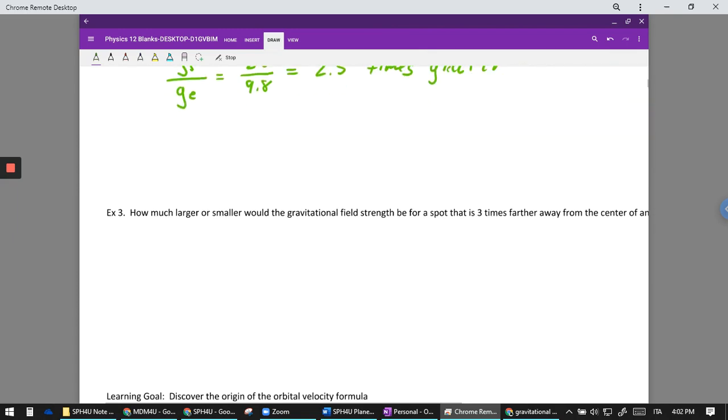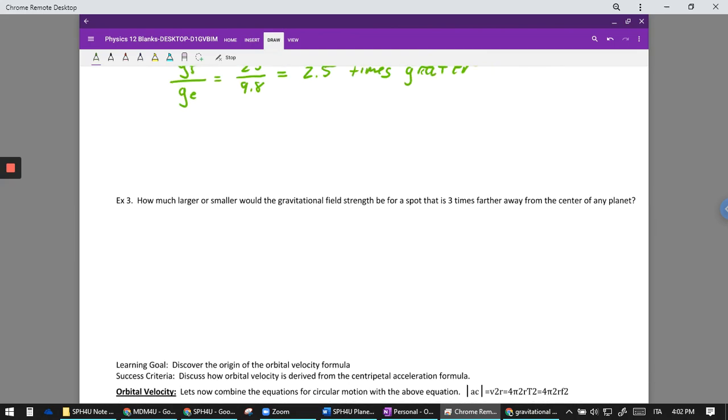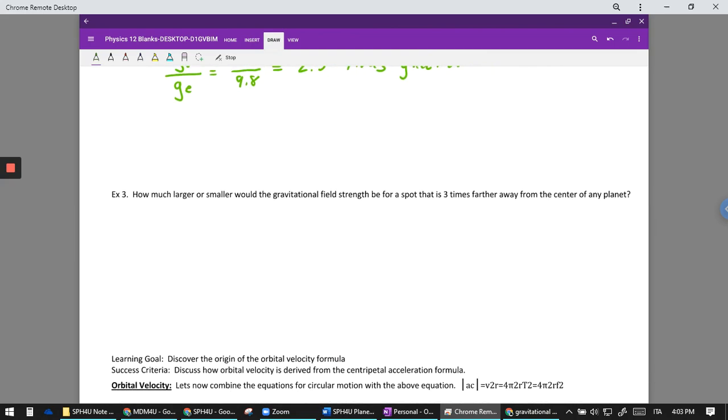How much larger or smaller would the gravitational field strength be for a spot that is 3 times further away from the center of any planet? Interesting. Okay, so basically this is a how-many-times-greater-or-smaller question, right? For a spot that is 3 times further away from the center of any planet, so we've got 2 radii here. Let me draw a picture for this one. I've got some theoretical planet, and we're right here. And we've got the gravitational field strength. We'll call that G.